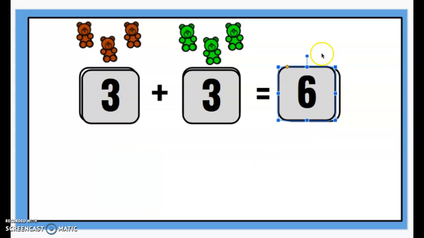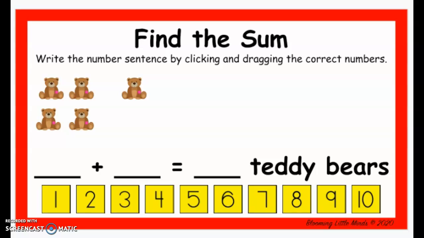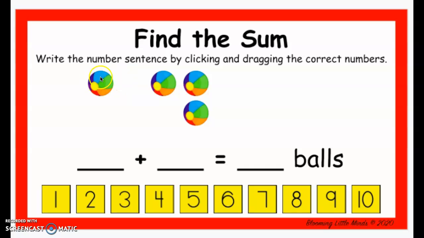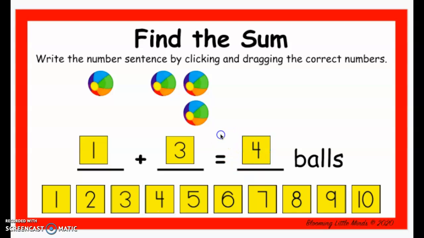All right, Miss Gann's going to go ahead and show you your independent work. You're going to find the sum. So you are going to look at the different pictures represented, and then you're going to have to move the numbers up. Let's do the first one together. 1 beach ball plus 3 beach balls equals 1, 2, 3, 4. So my number sentence reads 1 plus 3 equals 4.